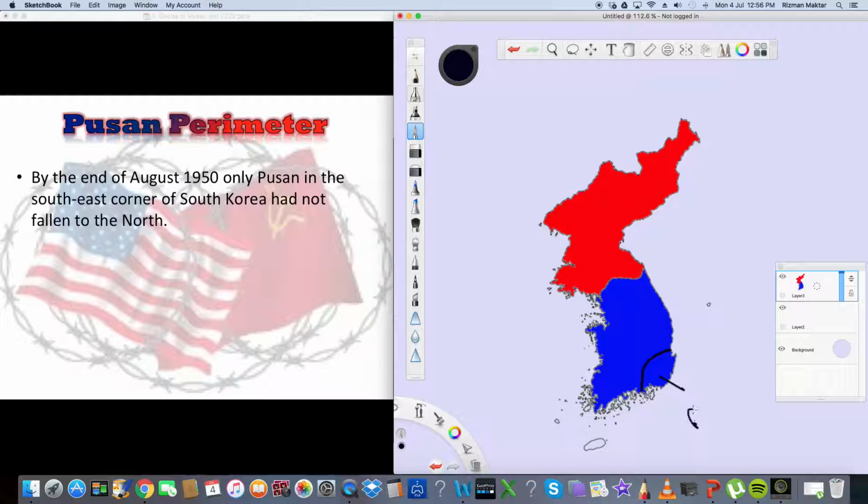This area is called Busan. So the North actually pushed them all the way back to this corner here. Sorry, let me get that right. Yes, that was how far they moved and they managed to take over the South. Only the southeast corner of South Korea had not fallen to the North.